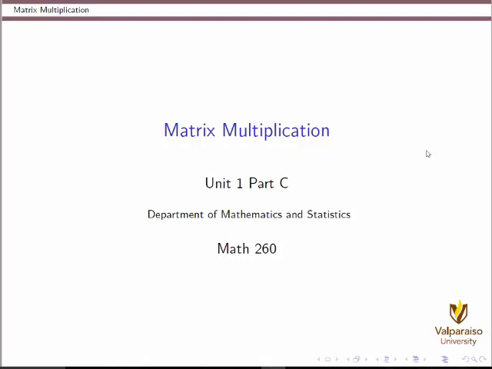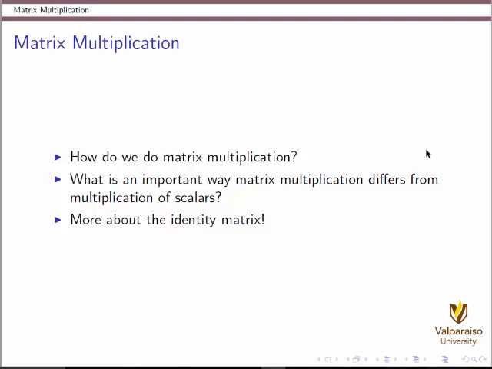In these slides, we're going to look at matrix multiplication. This is where things start to get a little bit complicated, but also a little bit more fun. We're going to look at, well, how do we do matrix multiplication? That would be a good place to start, right? How does matrix multiplication differ from the regular old multiplication you're used to with multiplication of numbers and functions and things like that? And we will revisit the identity matrix and learn more things that are cool about it.